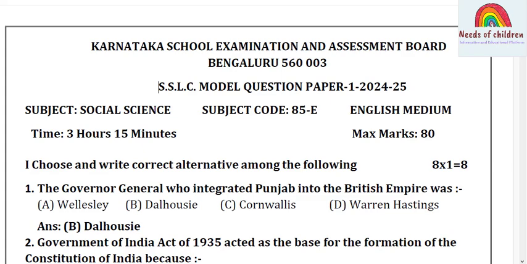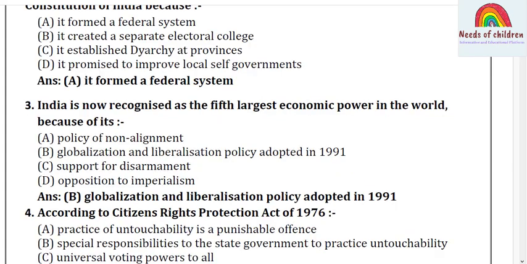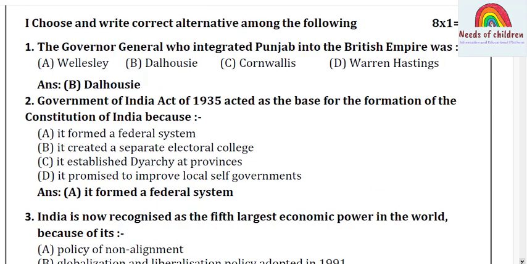Let's move on to the second question. The Government of India Act of 1935 acted as the base for the formation of the Constitution of India because: option A, it formed a federal system. Option B, it created a separate electoral college. Option C, it established diarchy at provinces. Option D, it promised to improve local self-governments. The right answer is option A, it formed a federal system. Dear students, this question is from history, the impact of British rule in India.